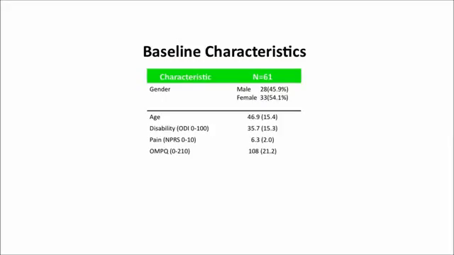So we had 61. The split was 45% or 46% for males and 54% for females. Mean age was 47. The disability level, the mean Oswestry Disability Index, was 35%. Mean pain score was moderate at 6.3. And the Örebro Musculoskeletal Pain Questionnaire was 108 on average, okay? So we can see from this data that they're a highly disabled group.